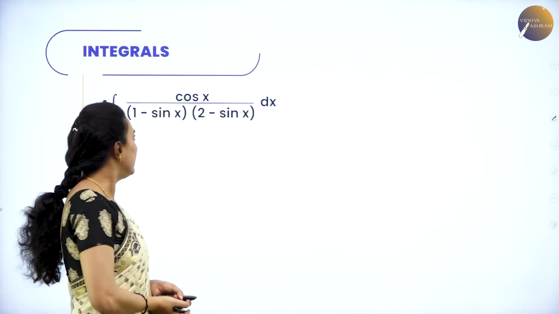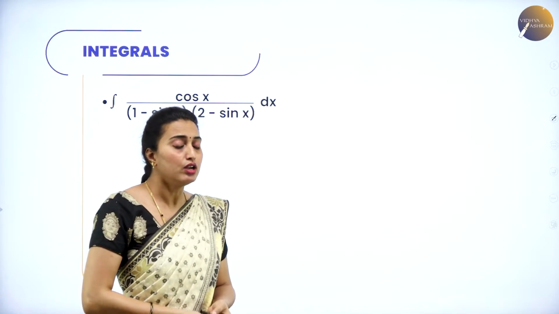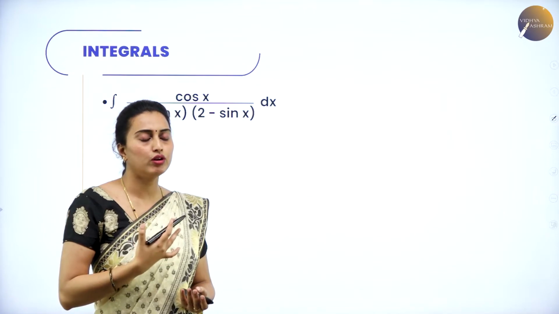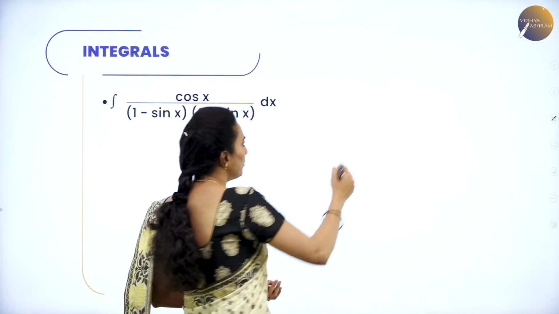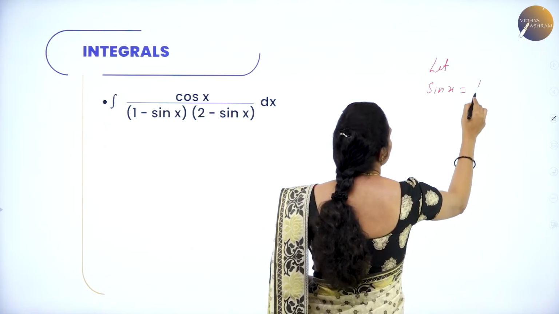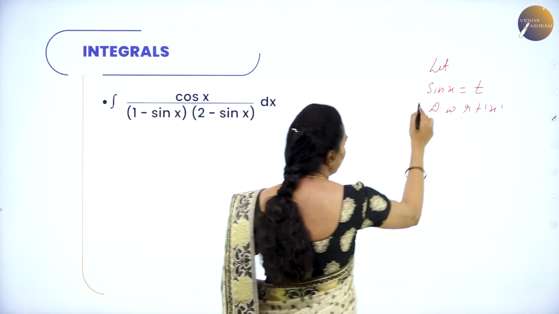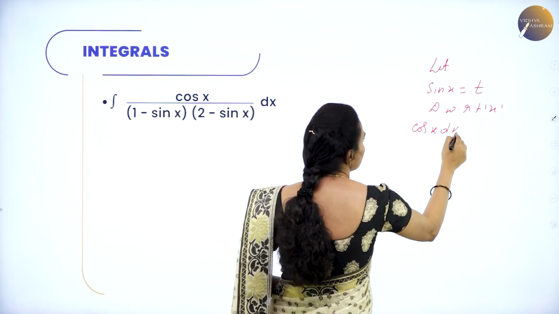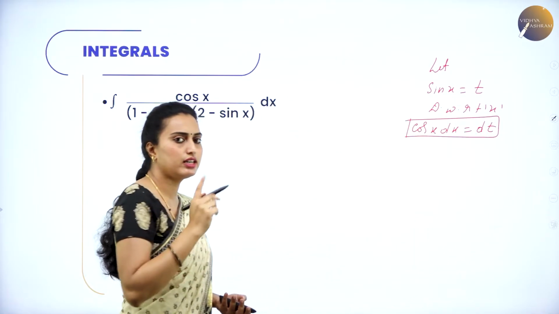What they've asked: integral of cos x divided by 1 minus sin x into 2 minus sin x. Now dears, you know the differentiation of sin x is cos x, which is the numerator. Therefore, you can substitute sin x is equal to t here. Let sin x is equal to t. So differentiate this with respect to x. The differentiation of sin x is cos x into dx is equal to dt. Now you can substitute cos x into dx as dt and sin x as t.